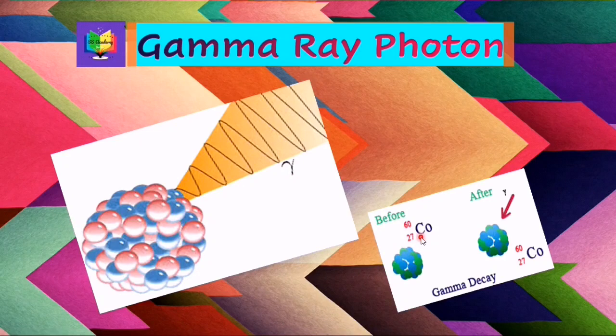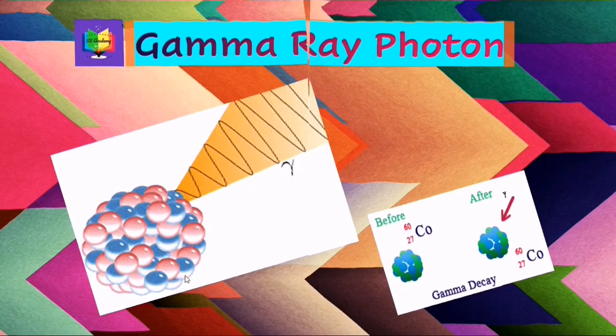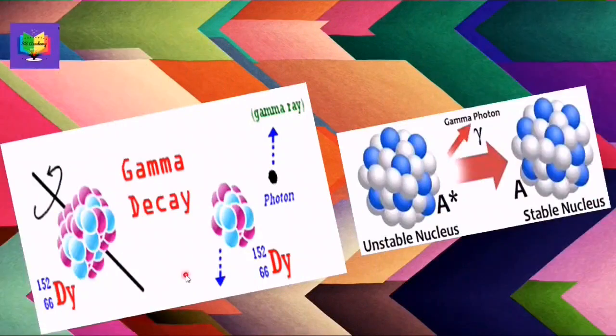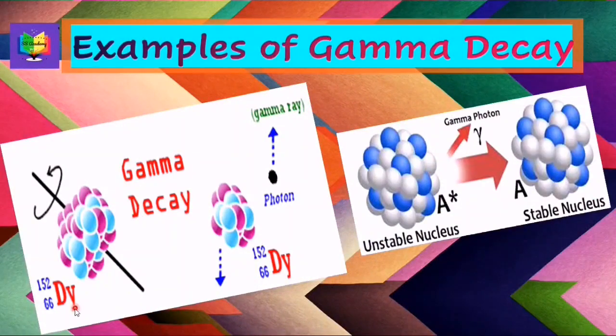So this is another example which I have shared already in the previous slide. Cobalt-60. So this is how we represent an unstable nucleus, which after giving out a gamma ray photon becomes a stable nucleus. And this is another example of a gamma decay.